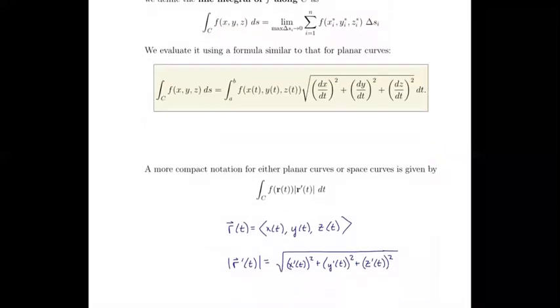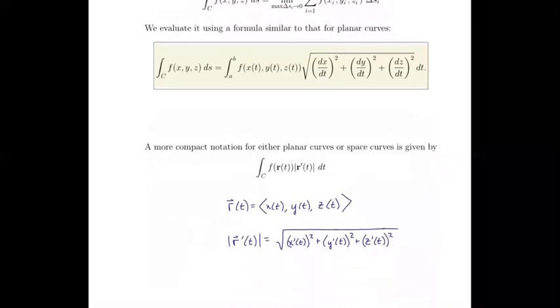Now, a more compact notation for this, or possibly even for the two-dimensional space, is to write things as f of vector function r of t times the magnitude of r prime of t dt. And let's see why that's the case. Well, r of t is x of t, y of t, z of t. So that takes care of that. And then r prime of t's magnitude is literally the derivative of x squared plus derivative of y squared plus derivative of z squared, all underneath the radical. So that is our nice compact notation for this situation, this term right here. So we'll see this off and on throughout this chapter and the next, or this section and the next.